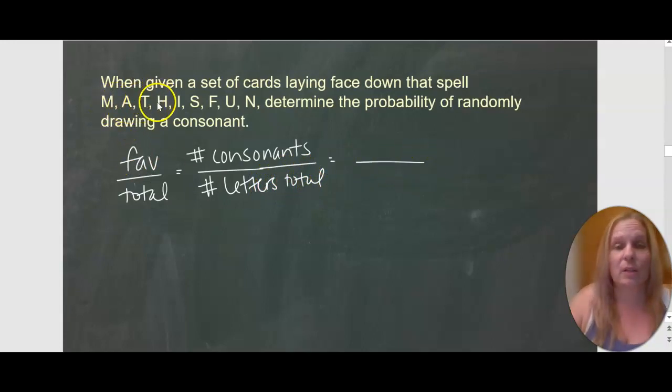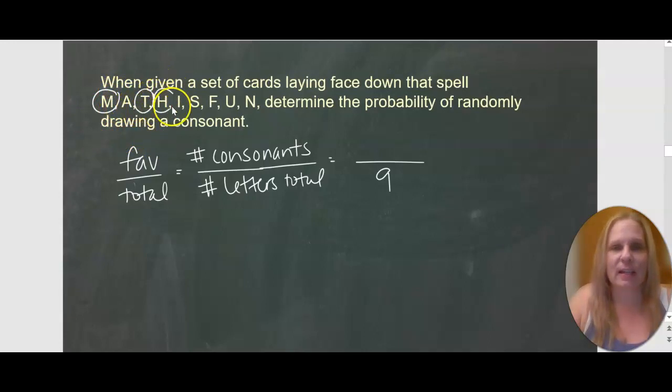1, 2, 3, 4. You're counting with me, right? I'll start over. You can count with me. 1, 2, 3, 4, 5, 6, 7, 8, 9. Okay, 9 letters total. Now, let's circle the consonants. The consonants, not A, right?